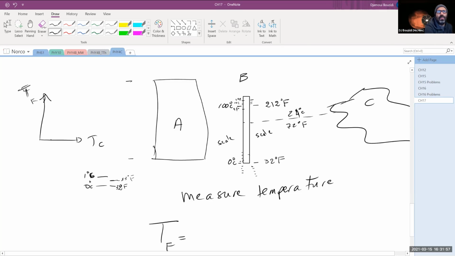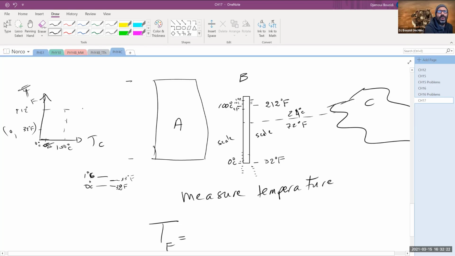You know already the point that is 0 degrees Celsius corresponds to the point 32 Fahrenheit. This is the y-intercept, actually. So this is the point (0, 32). And there is another point in here: 100 degrees Celsius will correspond to another point, which is 212.